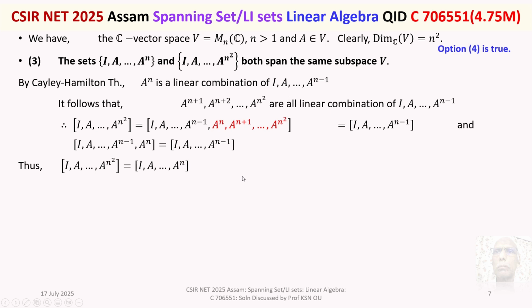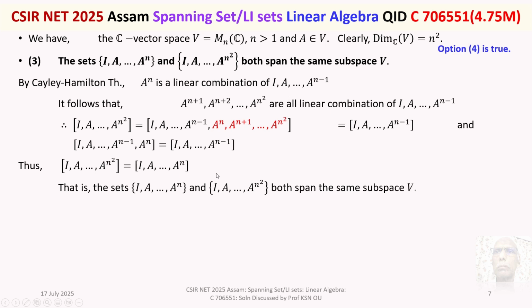Therefore, these two subsets span the same subspace. Both of them span the same subspace. So, the sets I, A, etc., A to the power n, and I, A, etc., A to the power n squared, both span the same subspace of V. "Of V" is missing. Right. So, option 3 is true. So far option 4 is true and option 3 is true. Let's move to the next slide.